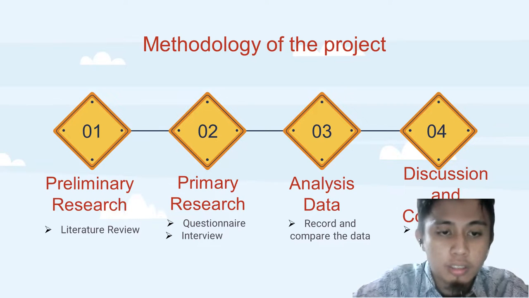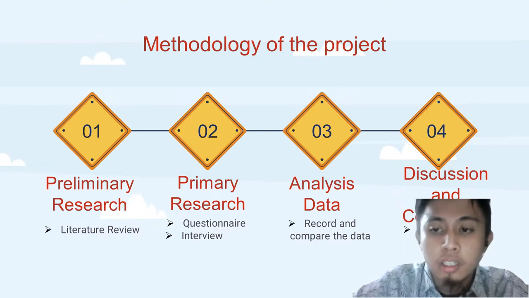So the third step is analysis of data. So based on the data obtained from the primary research, analysis of data will be conducted using statistical software. So the last one is discussion and conclusion.